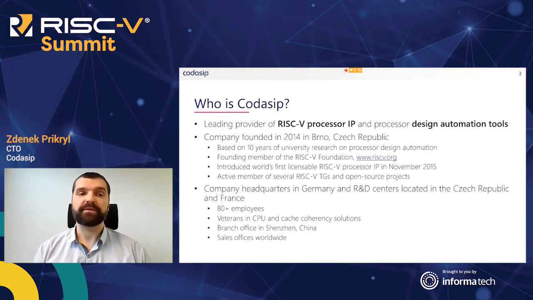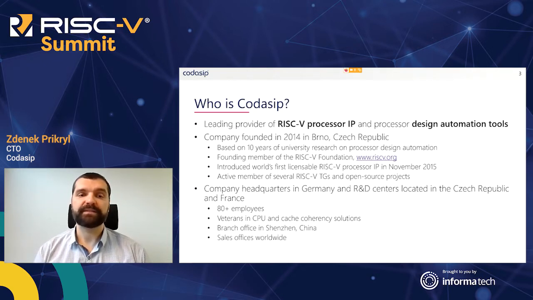So who is Codasip? Well, Codasip is a leading provider of RISC-V processor IPs, as well as design automation tools for the modification or customization of these IPs. Codasip was founded in 2014 in Brno in the Czech Republic. We are founding members of the RISC-V Foundation, and we are active members of several task groups and open source projects related to RISC-V, such as OpenOCD or LLVM. We introduced the first RISC-V IP back in 2015, and since then, the family of RISC-V processors has become richer.